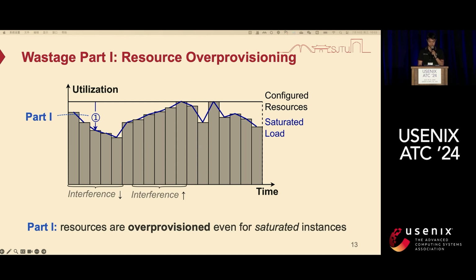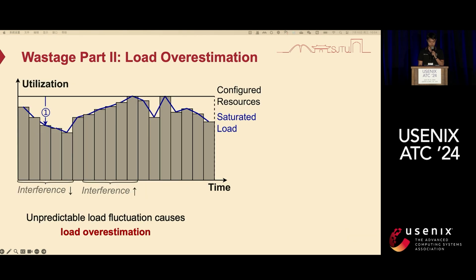As shown in the picture, when the interference changes, the requirement of instance resources also changes. If resources are allocated conservatively according to the highest resource requirements, then this part of the figure in white is wasted. Okay, so here comes the second part of resource wastage.